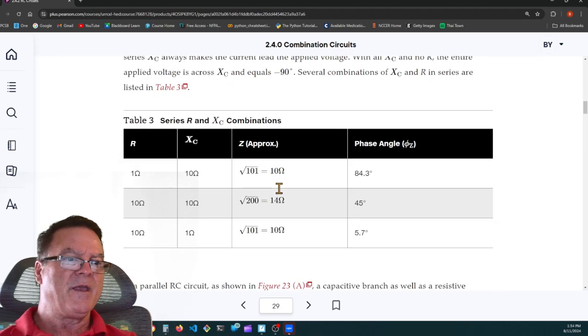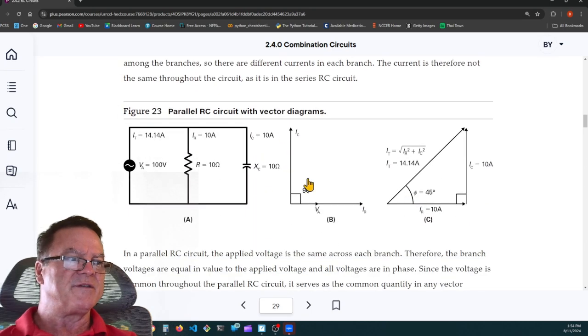So where did they show that? Here it is right here. So there's the current through the capacitor and the current through the inductor. No, this is the parallel circuit. This is a parallel circuit. They're showing that voltage is on the x-axis because the voltage drops are the same across both the resistor and the X sub C.